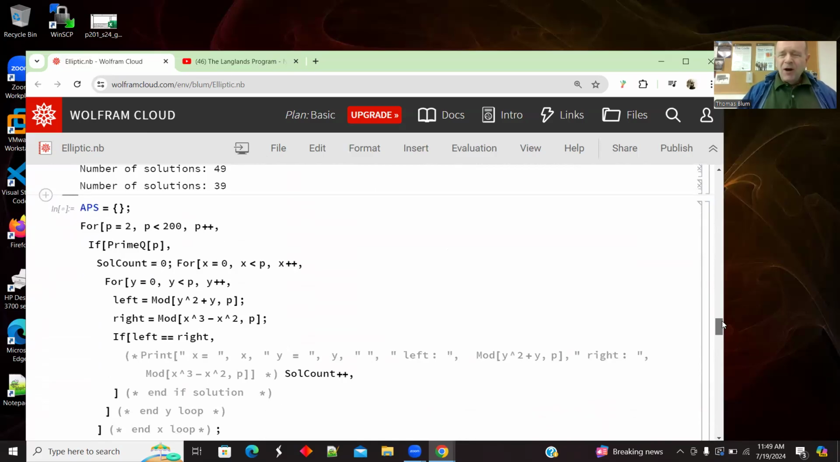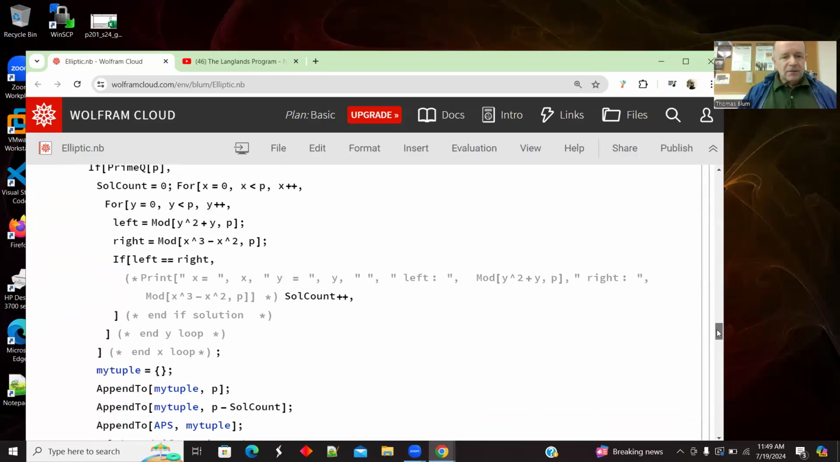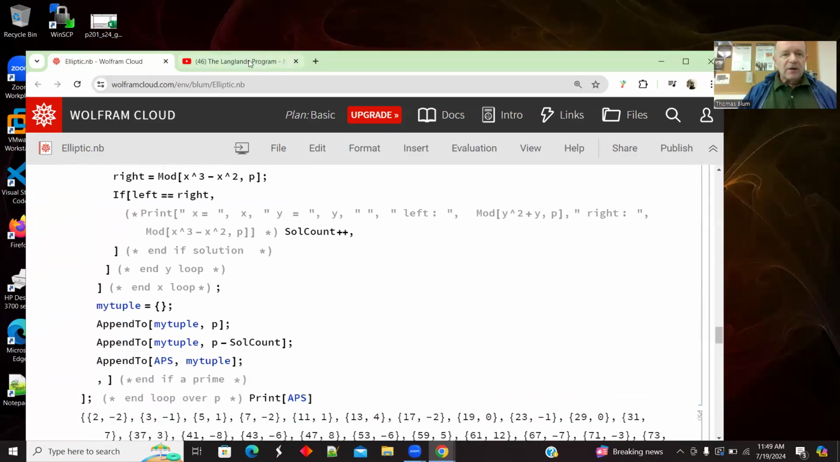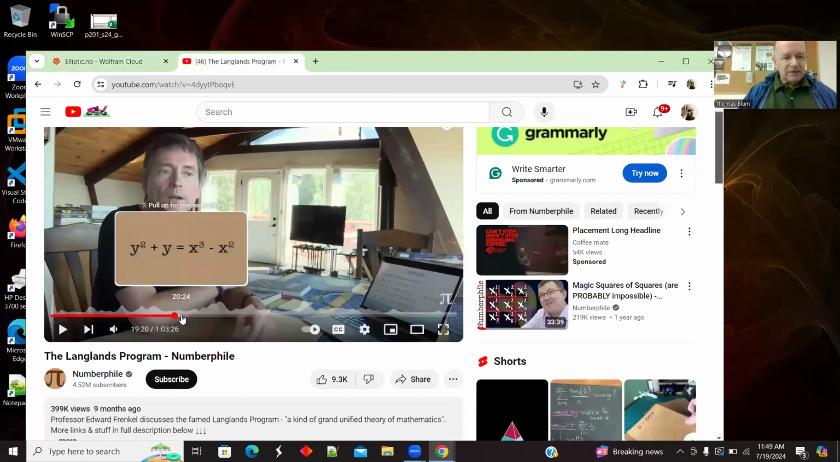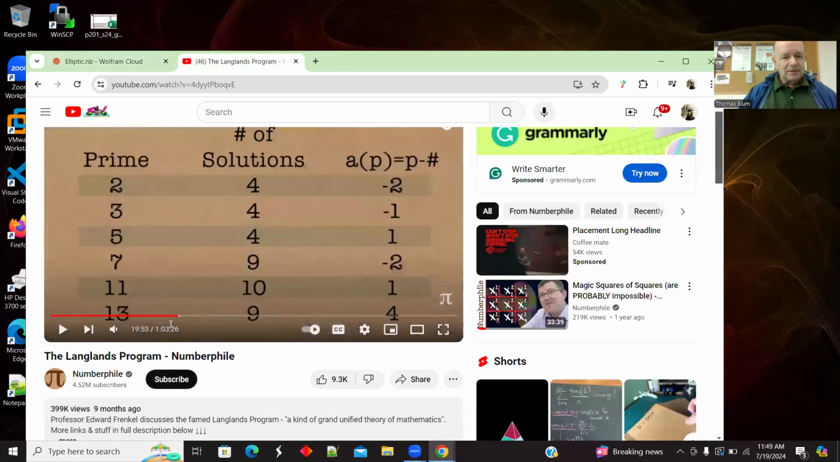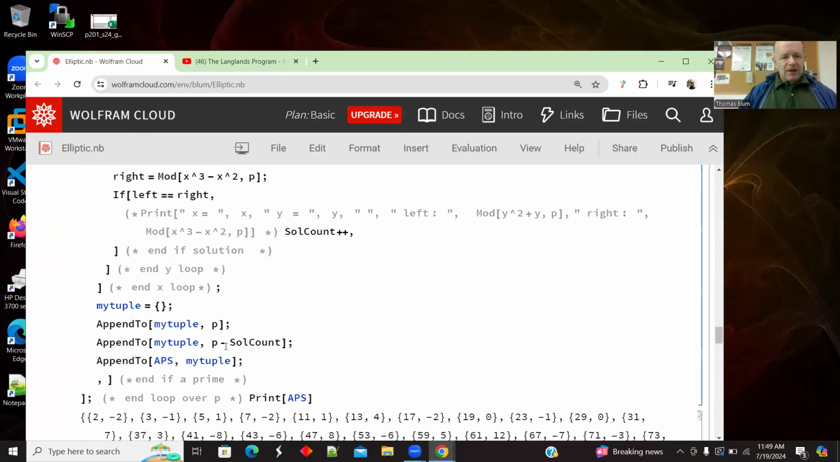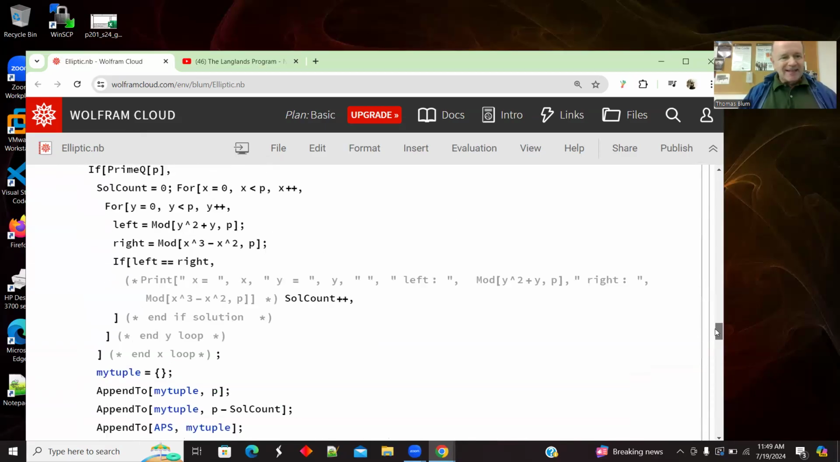All right. Now I want this collection of what he was calling AP. It was the prime number minus the number of solutions. So he's collecting for the primes. There is this quantity A of P. And so that's what I'm doing next.